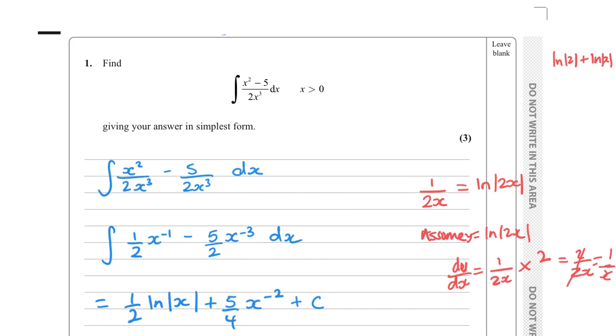Absolutely. So another way is 1 over 2x can be written as a half times 1 over x. Yeah? If we integrate this, we don't integrate the constant. The constant is the half, isn't it? We integrate the 1 over x, because that's attached to it. It's just like if we integrate 2x, we don't integrate the 2, we integrate the x squared.